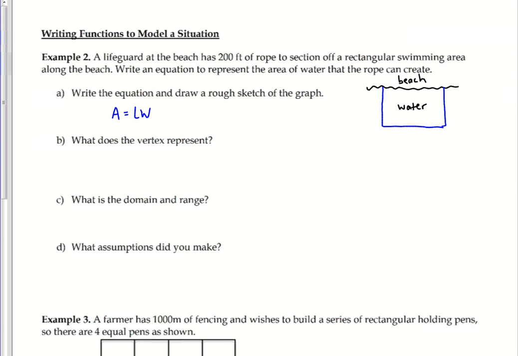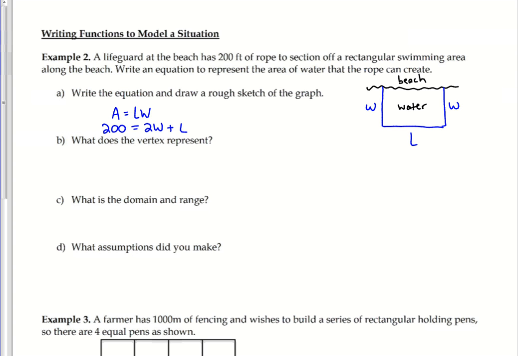What does the 200 feet represent? Well, this beach has 2 widths and this sectioned off area, right? The rope is made with 2 widths and 1 length. And what will all of these add to? 200. That's 200 feet of rope. So we know that, and where am I going to write this? I'll write it here. 200 is equal to 2 widths plus 1 length.